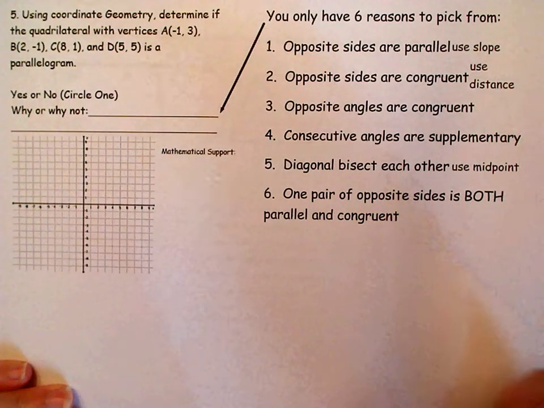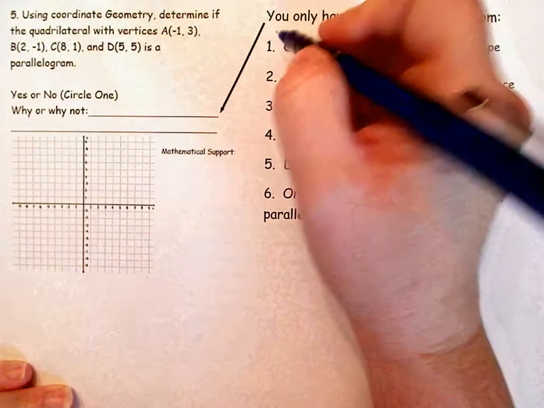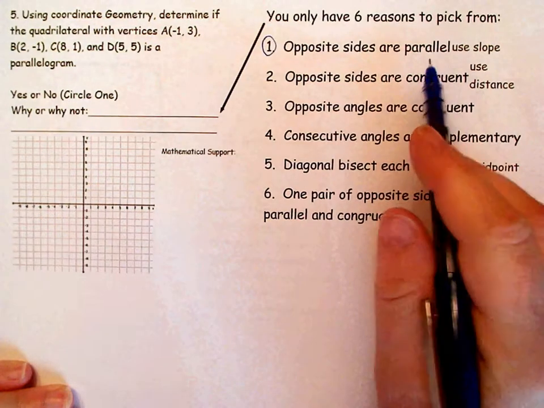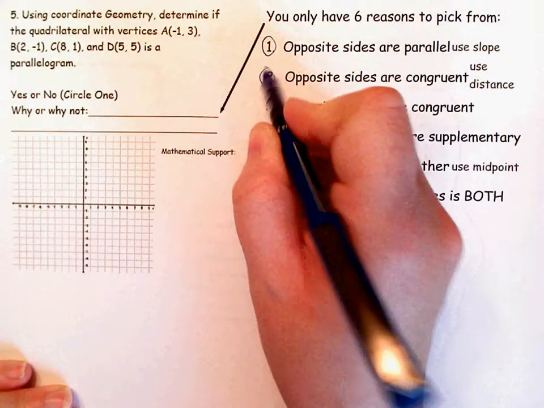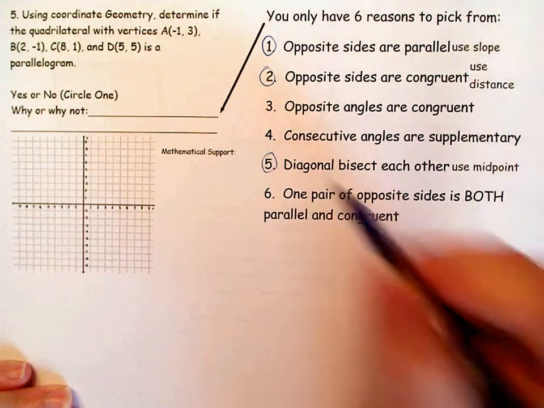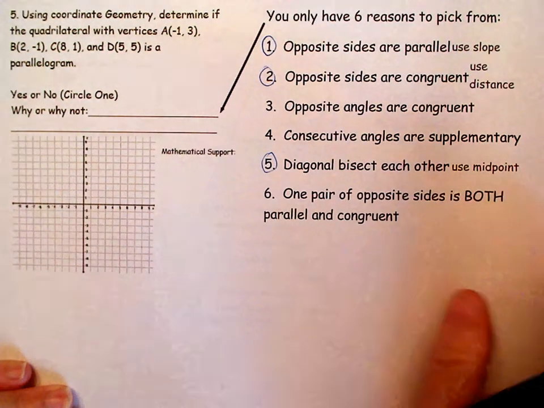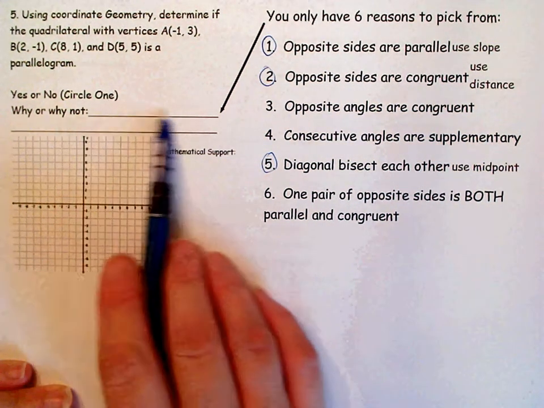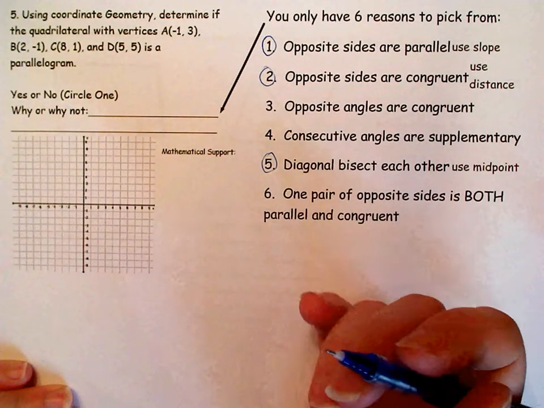There's only 3 of these, however, that you can use doing coordinate geometry, and that's the opposite sides being parallel, which uses the slope formula, the opposite sides being congruent, which uses distance, or the diagonals bisecting each other, which uses the midpoint formula. So you're only going to focus on these 3 reasons. Those are the only 3 possible reasons for why you have a parallelogram if you say yes.